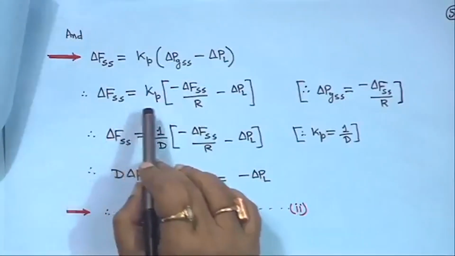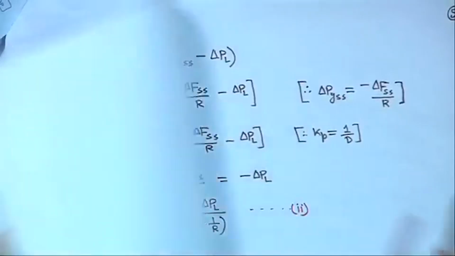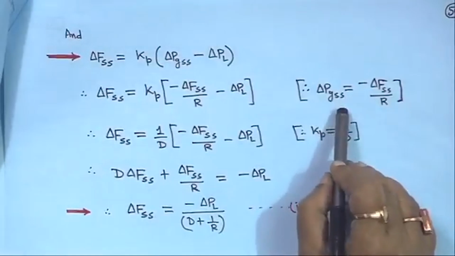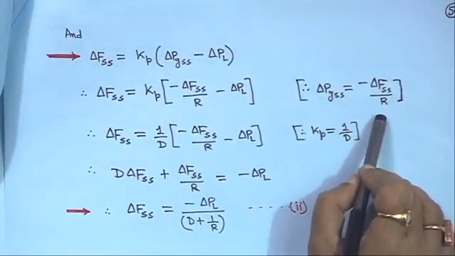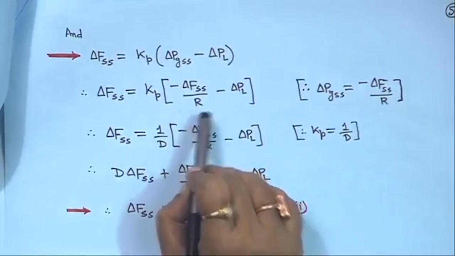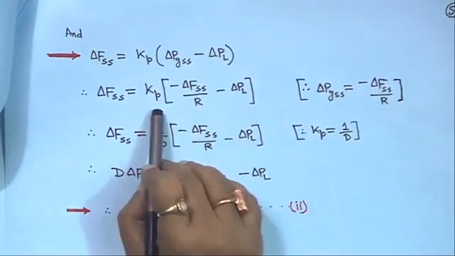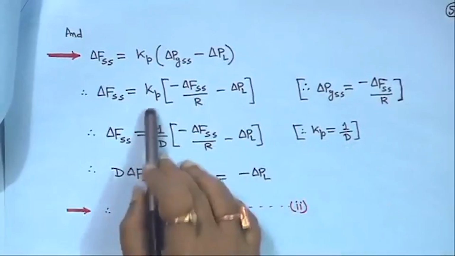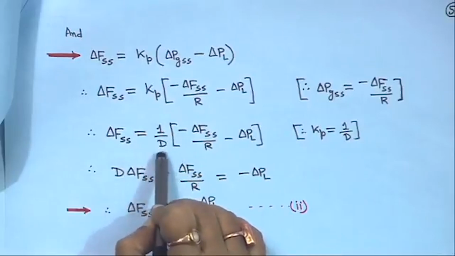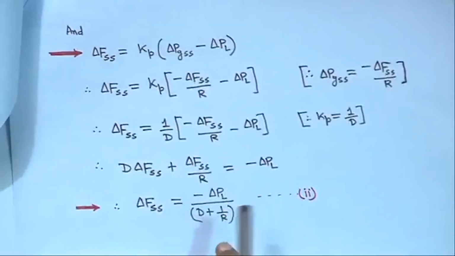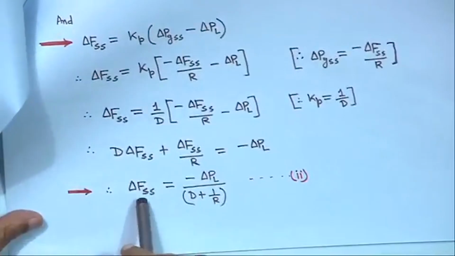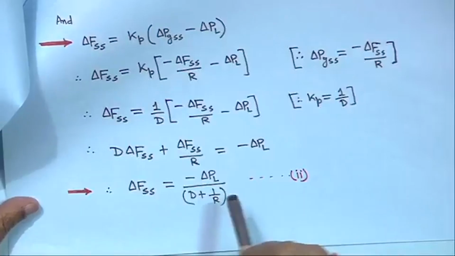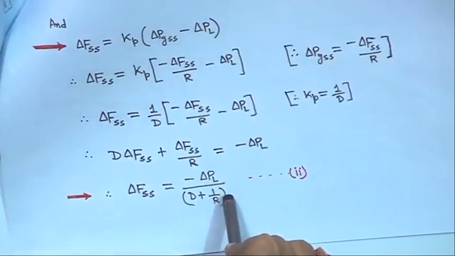Now, delta FSS is equal to Kp into delta PGSS, and we got delta PGSS equal to minus delta FSS upon R. So, put it here, minus delta PL. Earlier we have seen Kp is equal to 1 upon D. Therefore, make Kp equal to 1 upon D and simplify. If you simplify this, you will get delta FSS, the steady state value, equal to minus delta PL upon D plus 1 upon R. This is equation 2. This is the delta FSS value.